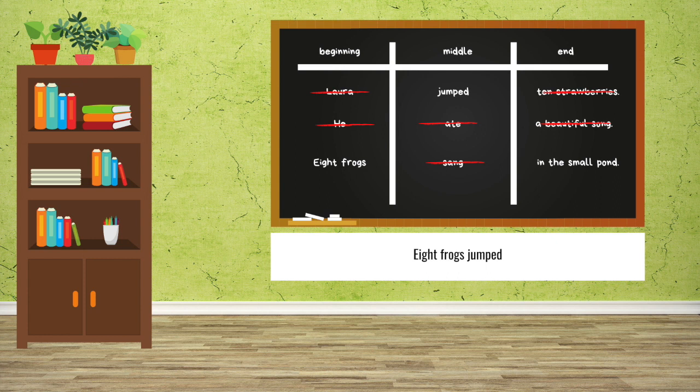All right, if you guessed jumped, you're right. 8 frogs jumped. That's what I wrote next on my paper. What goes next? I bet you guys know this answer, right? You're absolutely right. I selected in the small pond. So now my sentence reads, 8 frogs jumped in the small pond.